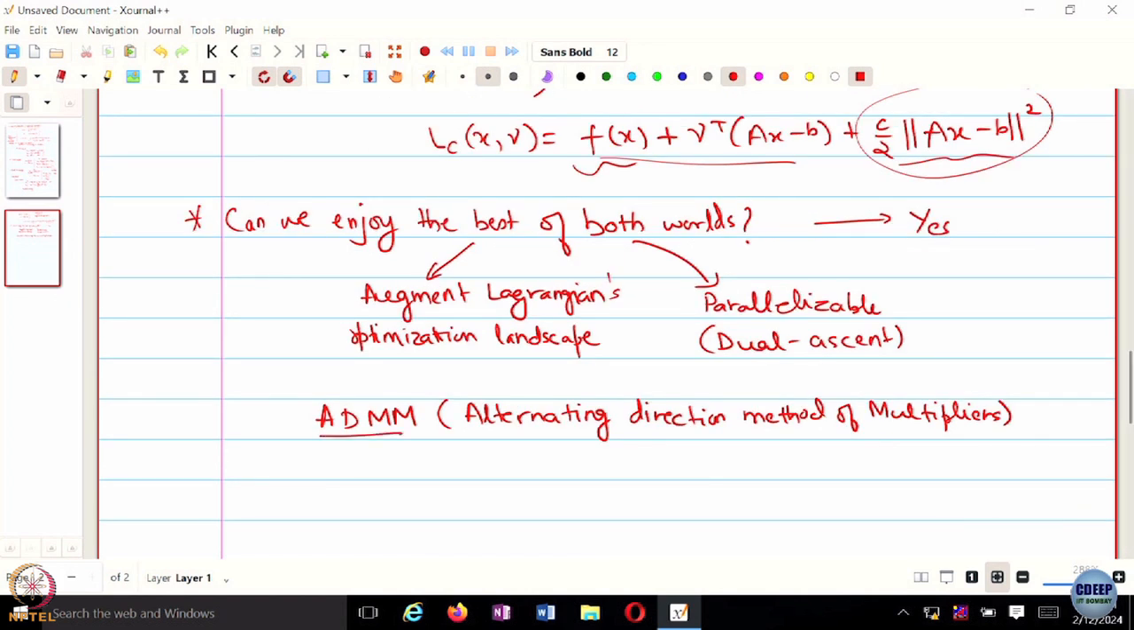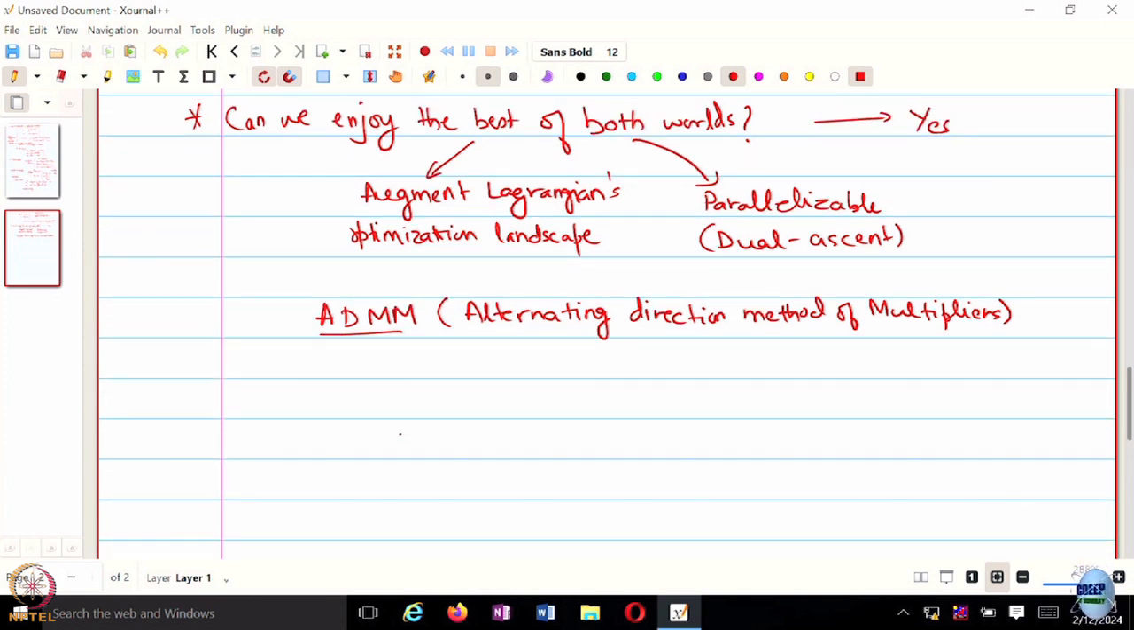Okay, so let's see how ADMM works, and then I think it would be clearer. It basically enjoys the best of both worlds. It has this parallelizability, as well as you can work with the potentially strongly convex landscape. So let's consider a problem of the form.